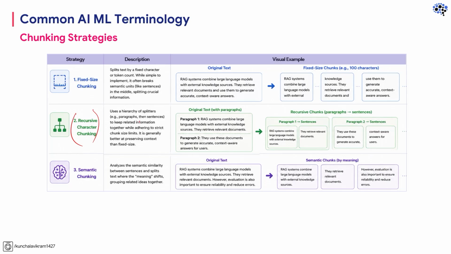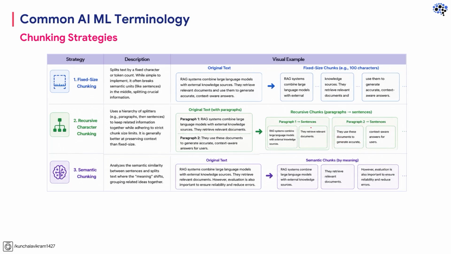Recursive character chunking: in this case, you split the documents into paragraphs and then into sentences. If you see this whole text, this is the original text. I'm first converting it into paragraphs and then individually converting them into sentences. This is also one more method.